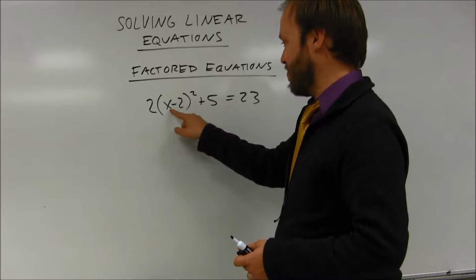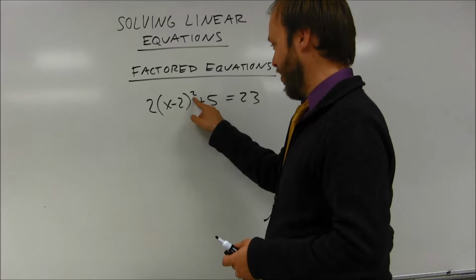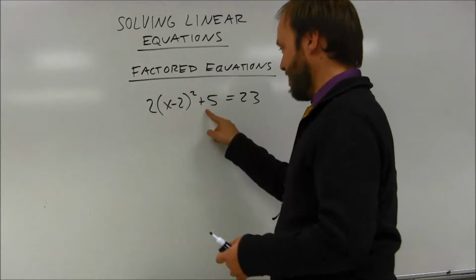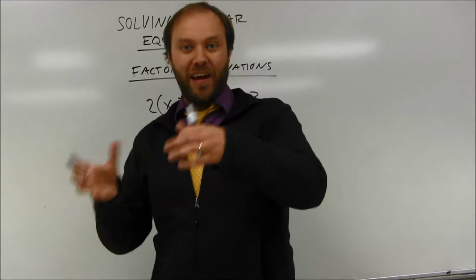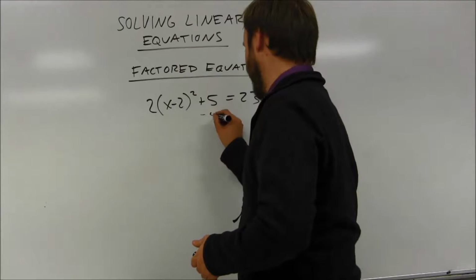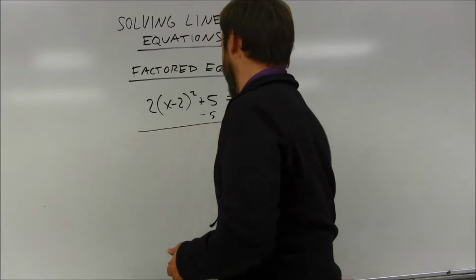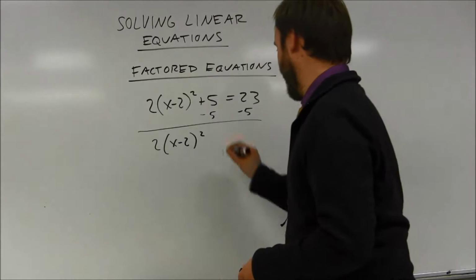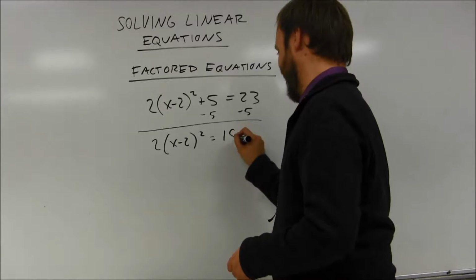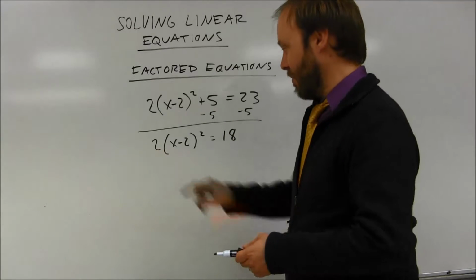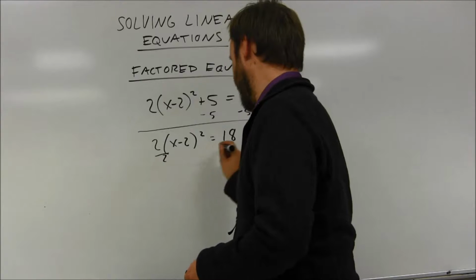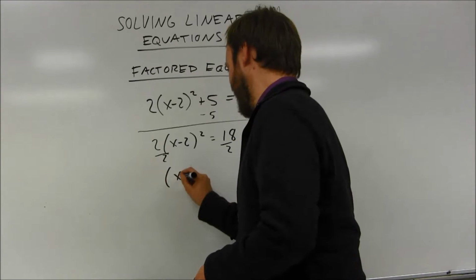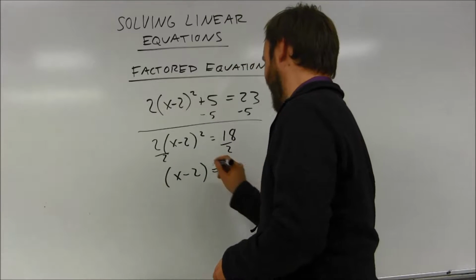So this variable had 2 subtracted from it. Then it's squared. Then it's multiplied by 2. Then 5 is added to it. You've got to undo all that. So we subtract 5, and you get 2 times the quantity x minus 2 squared is equal to 18. Then you have to undo that multiplying by 2, so you divide both sides by 2. You get the quantity x minus 2 squared is equal to 9.